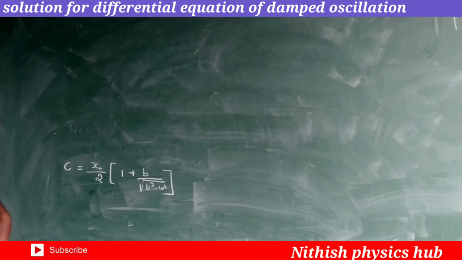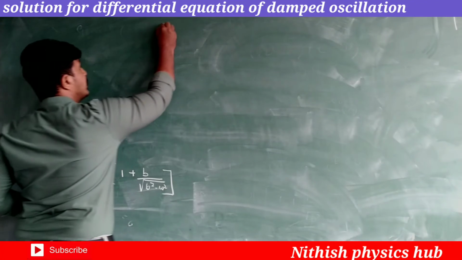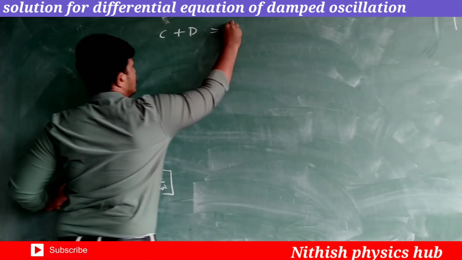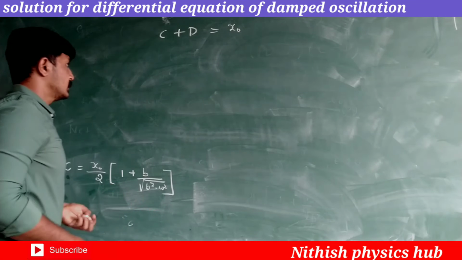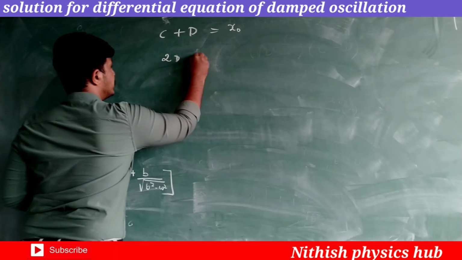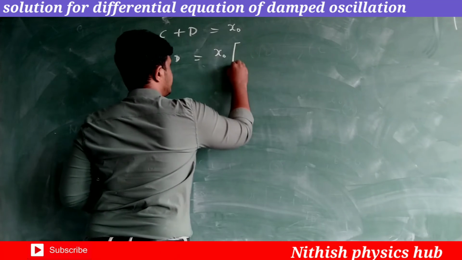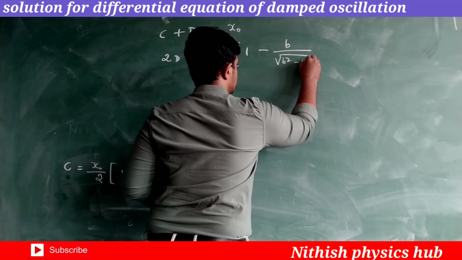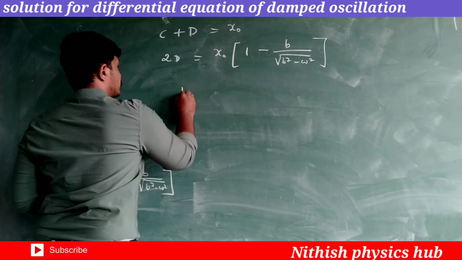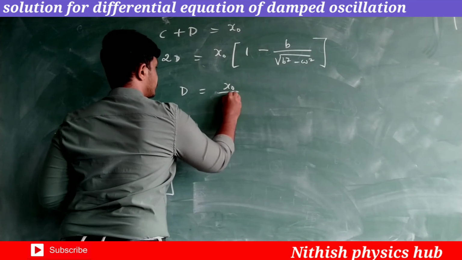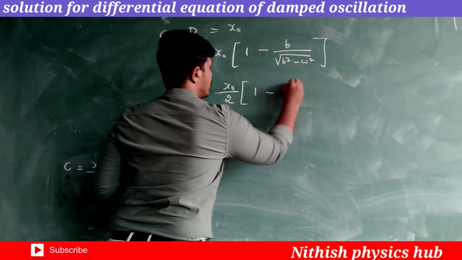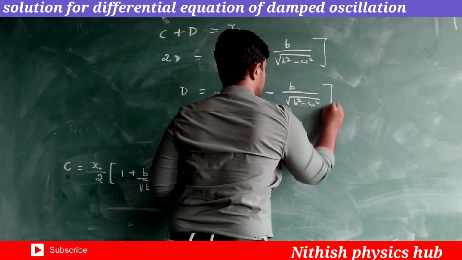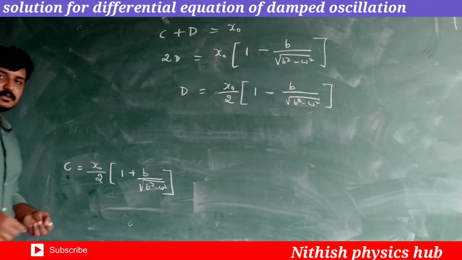Now if I apply the c value in the previous equation where c plus d is equal to x naught, the value will become 2d equal to x naught into 1 minus b divided by root of b square minus omega square. So the d value will be x naught divided by 2 into 1 minus b divided by root of b square minus omega square. This is one of the solutions.